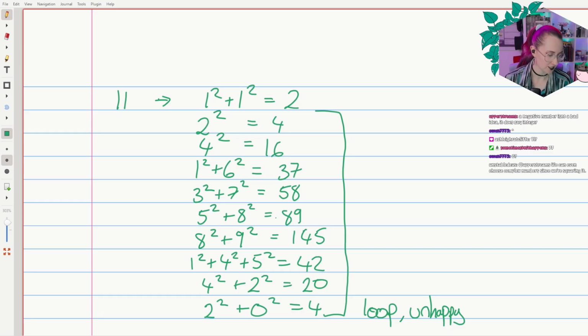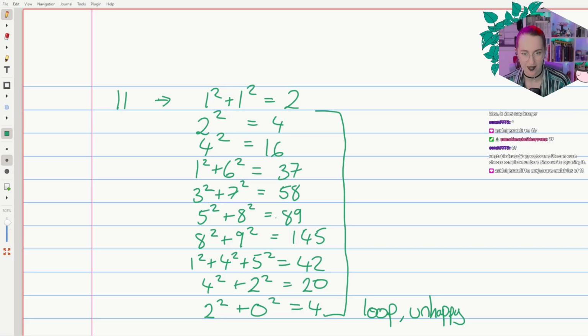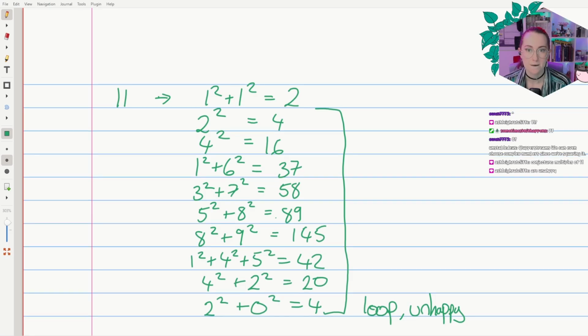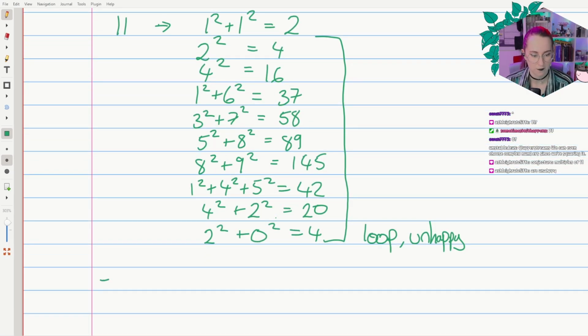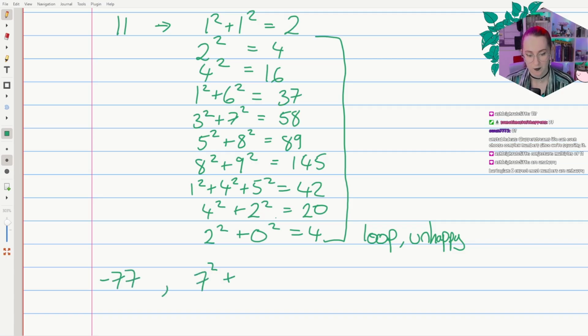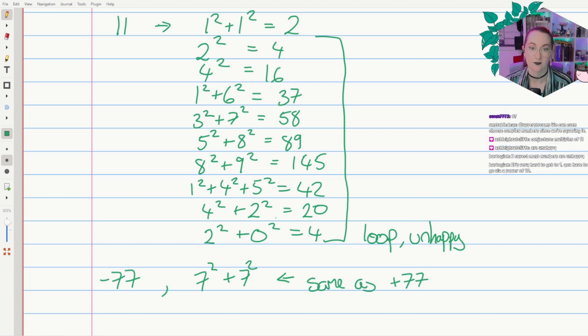So it does say choose an integer, but if we were to choose a negative integer, because we're taking the digits of the number, it's never going to be positive. So if we took minus 77, for example, the digits of that would be 7 squared plus 7 squared. So it's the same as starting with plus 77. So negative numbers, not too bad.